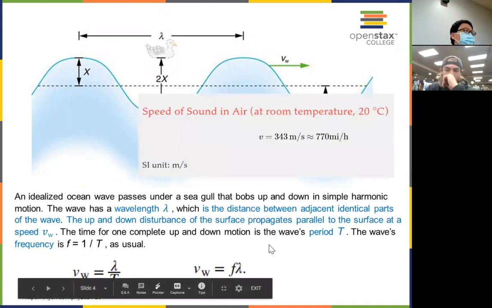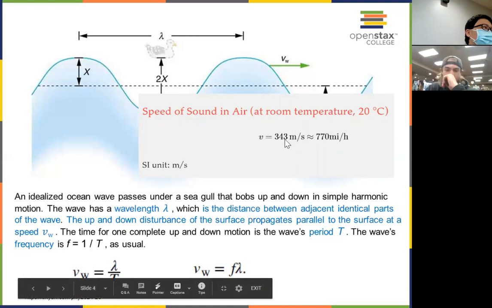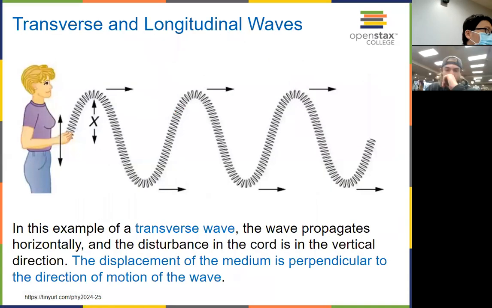For sound, this is a speed we might be using so often, so it will be beneficial for you to memorize it. The speed of sound in air at room temperature is around 340 meters per second, or roughly 770 miles per hour. So it's more useful to remember this number in SI units, 340 meters per second. Okay, all right. So for mechanical waves, there are two types of waves.